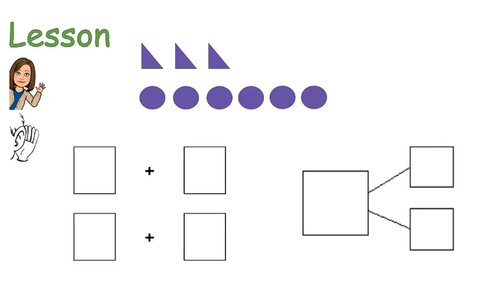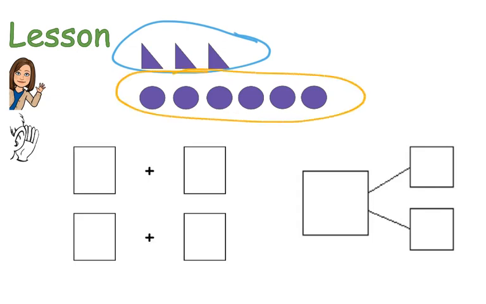All right, let's do one more example together. So again, I have my triangles and circles. What am I going to do first? That's right, I'm going to circle my two parts. And then I'm going to fill in my expression here. This is an expression because there's no equal sign. How many are going to go in the blue part? How many triangles are there?